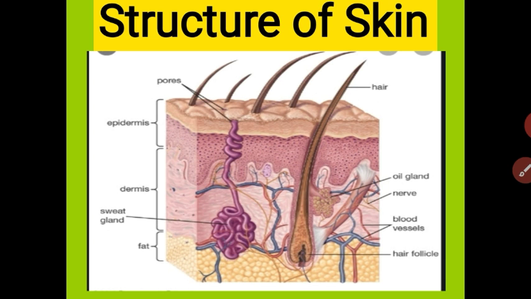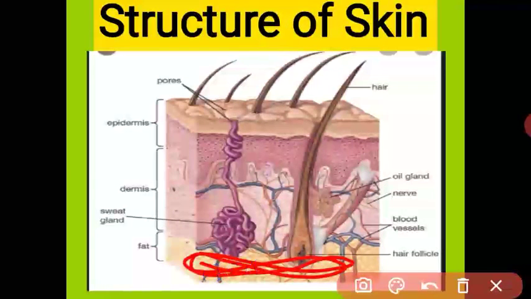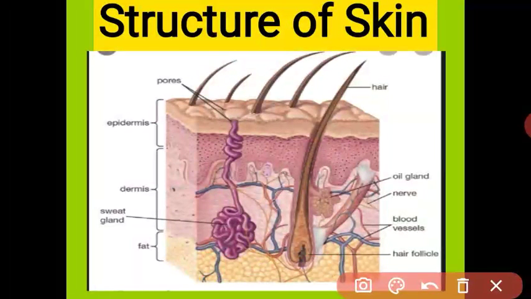Below the dermis is the layer of adipose tissue. This is the fat-storing tissue, and its main functions are acting as a shock absorber and as a heat-insulating layer of the body.